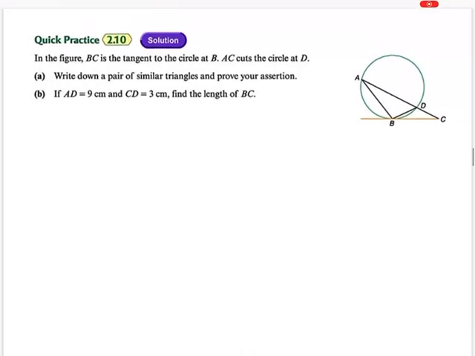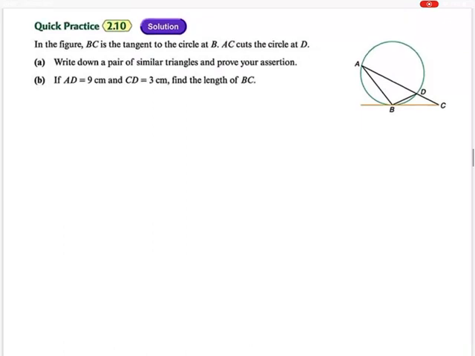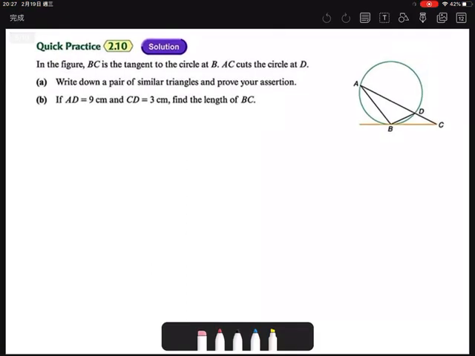All right, so let's continue. So let's do quick practice 2.10. In the figure, BC is a tangent. Again, highlight the given condition: BC is a tangent to the circle at point B. So BC is a tangent, and AC cuts the circle at point D. Write down a pair of similar triangles and prove your assertion.